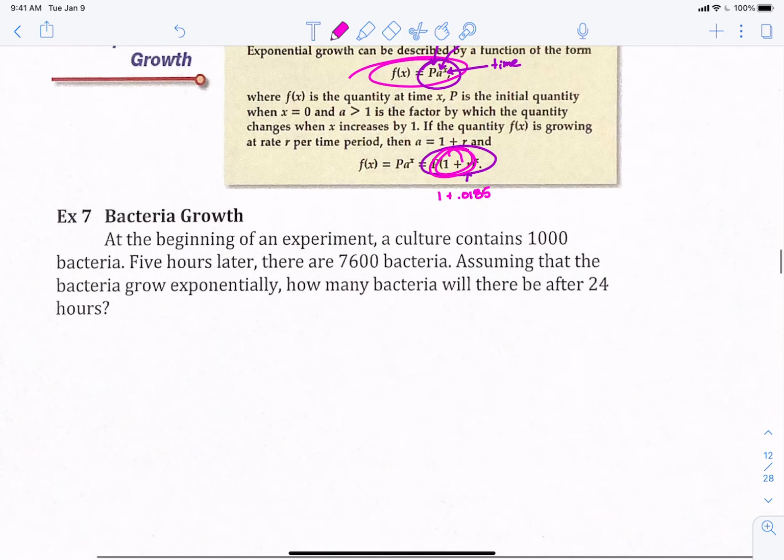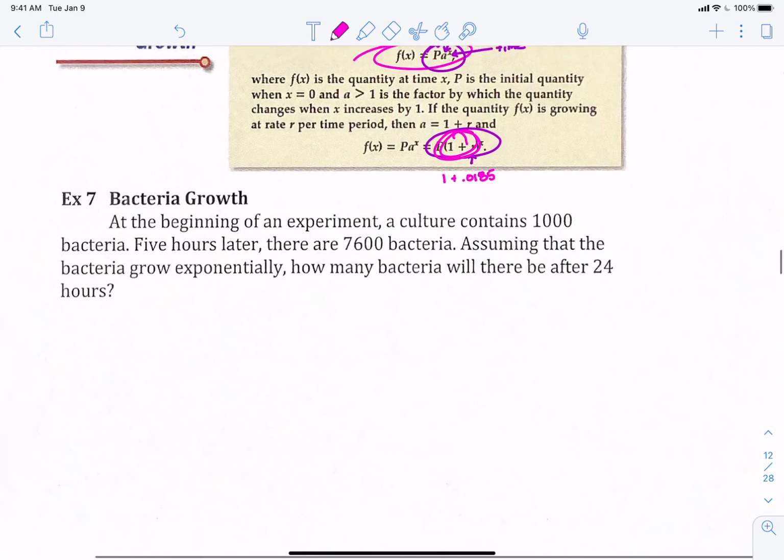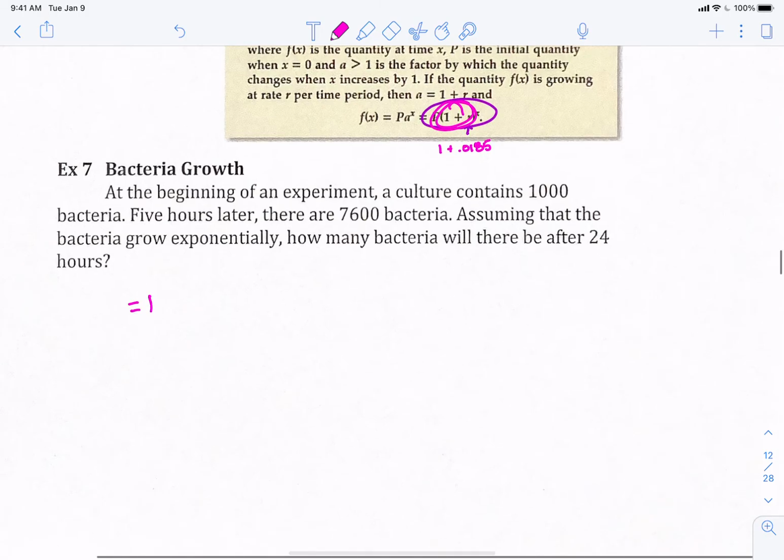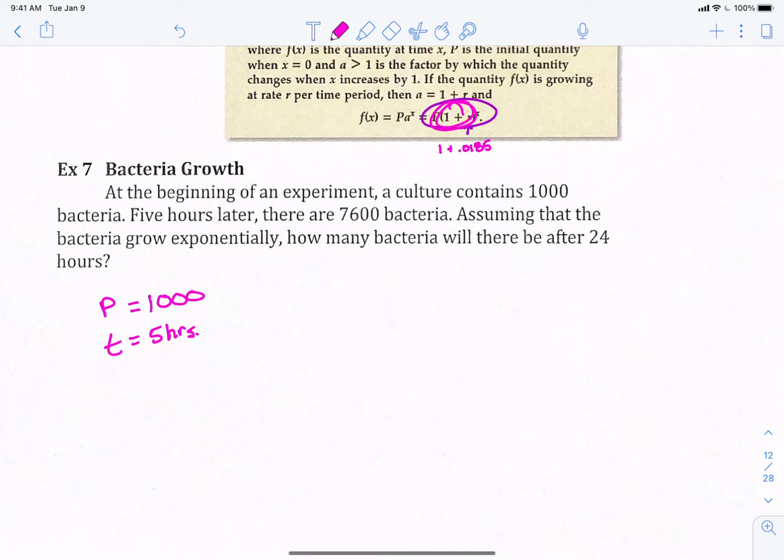All right, Example 7: bacteria growth. At the beginning of an experiment, a culture contains 1,000 bacteria. What's that? That's P. Five hours later, what's that? Time. Let's put 5 hours just so that we know what our units are in. There are 7,600 bacteria. What's 7,600? That's the end amount, which we usually call A.